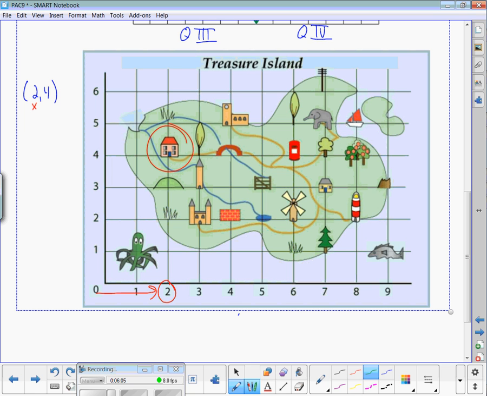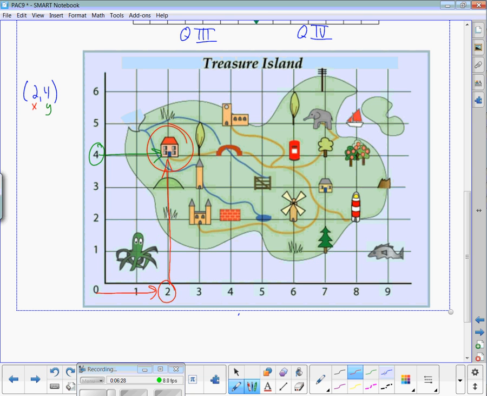The second coordinate is always the y value. Figure out where they intersect, and that's at that red house. So here's do the x first, 2 to the right, and then you got to go up 4, and where they intersect is those coordinates.